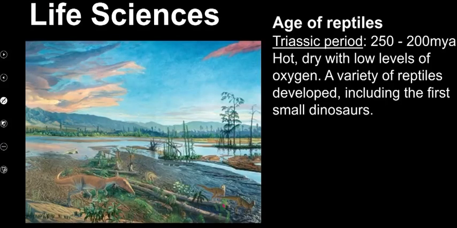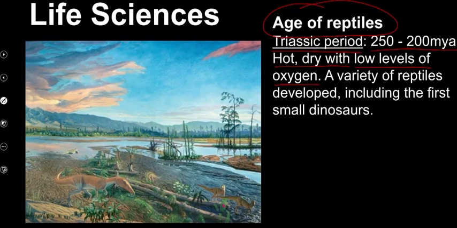Next era we're looking at is the Mesozoic era, which is divided into 3 periods, and all 3 of these periods are considered the age of reptiles. First period is the Triassic period, which lasted 50 million years, and conditions then were hot and dry with low levels of oxygen.